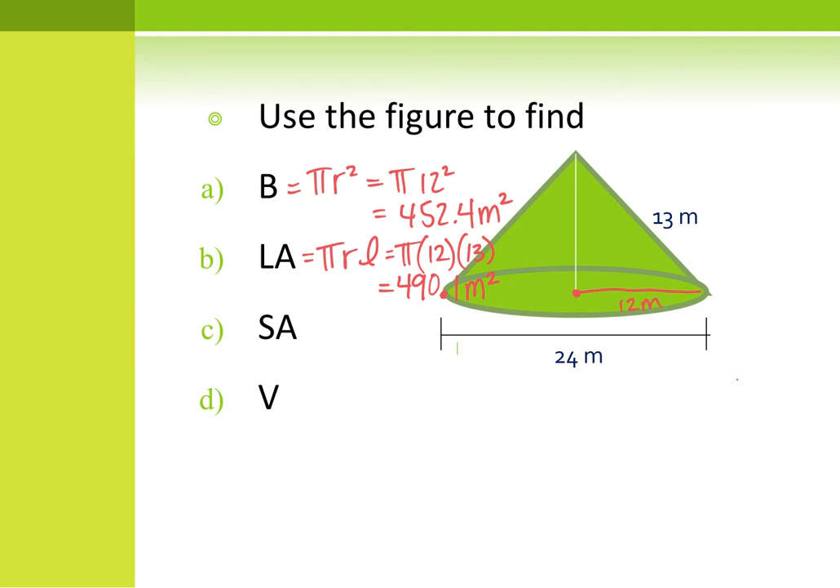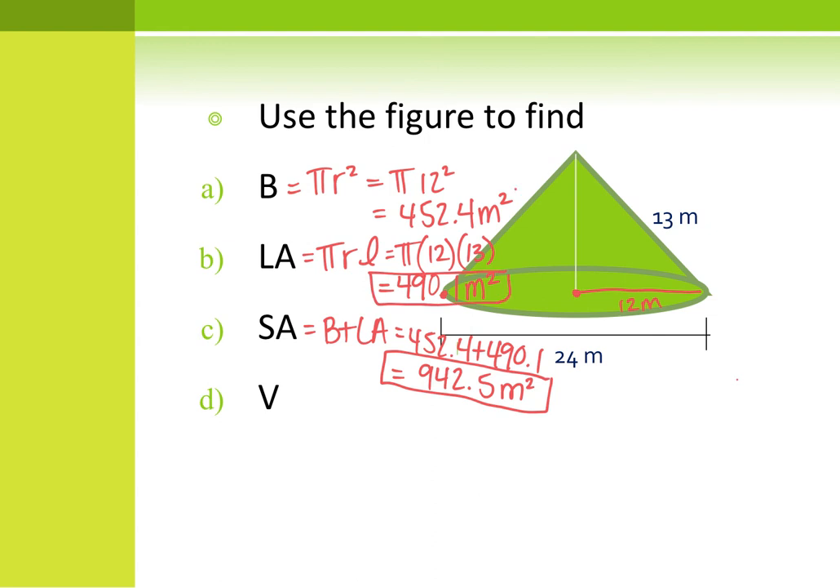Surface area. How do I find it? Christian? You add them together. So it's going to be B plus LA. So it's going to be 452.4 plus 490.1. And that'll give us 942.5. What units? Meters squared. It's still area.